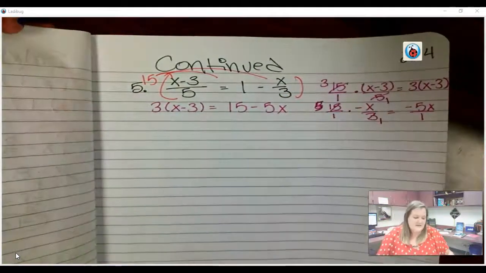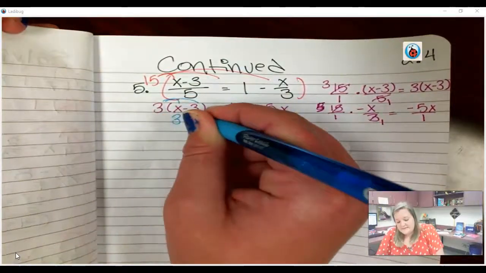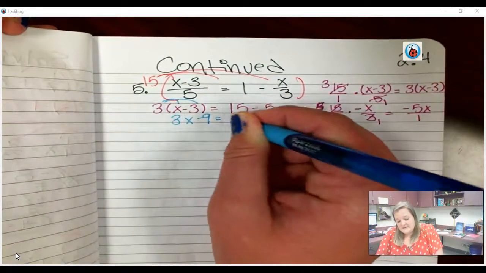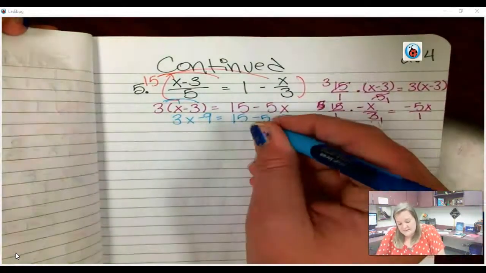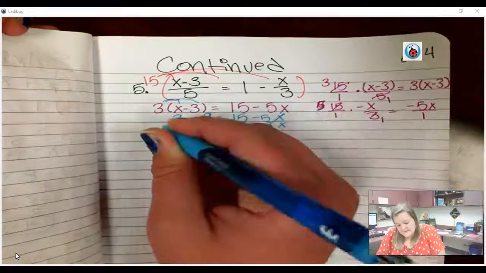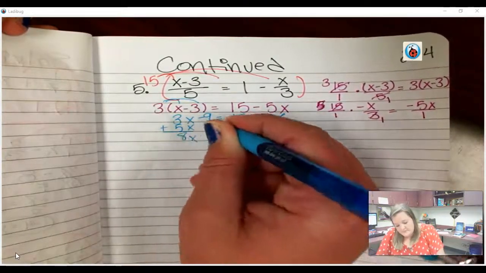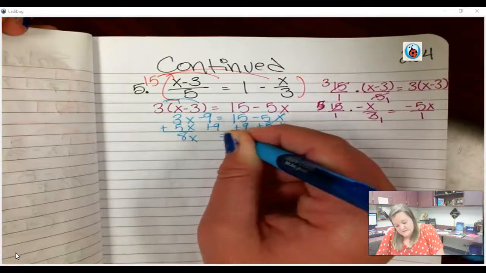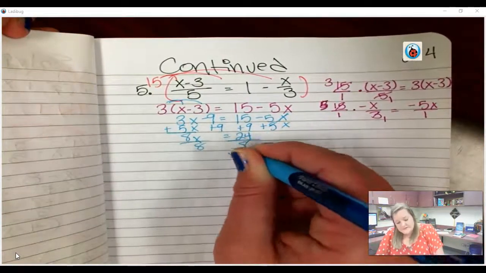And then we're just going to solve it like we normally would. So distribute, 3x minus 9 equals 15 minus 5x. Get all your x's onto one side, get all your numbers onto the other. Plus 9, plus 24, divided by x equals 3.